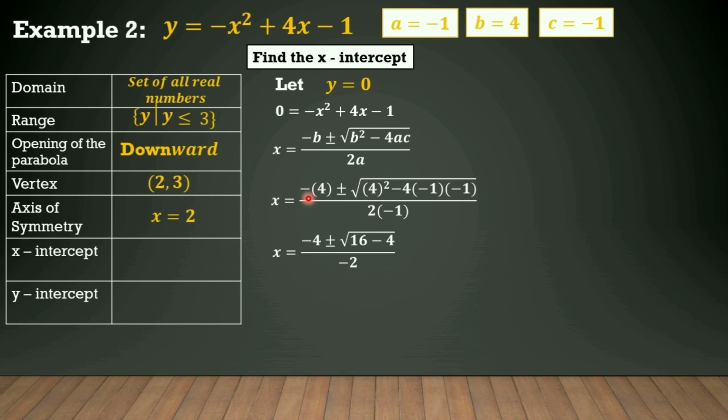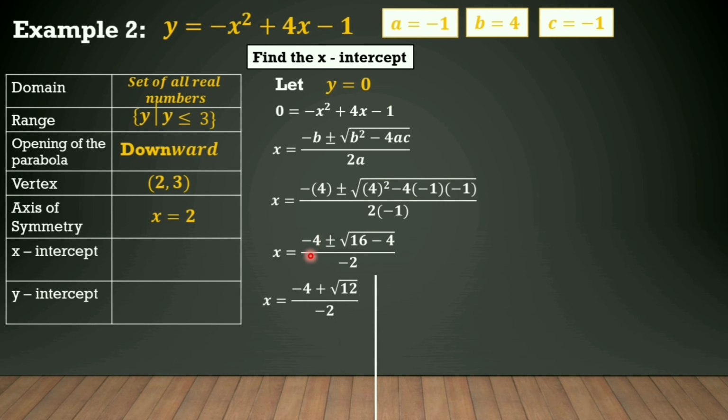So, simplify natin. So, negative times positive 4 is negative 4. Then, plus or minus, 4 squared is 16. Then, negative 4 times negative 1 is positive 4. Positive 4 times negative 1 is negative 4. Then, 2 times negative 1 is negative 2. I-simplify lang natin siya. So, hatiin lang natin to kasi positive and negative. So, ibig sabihin, dalawa yung answer natin dyan.